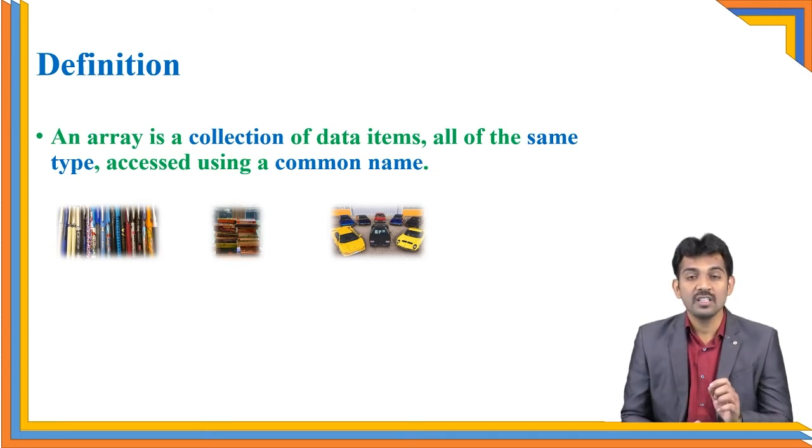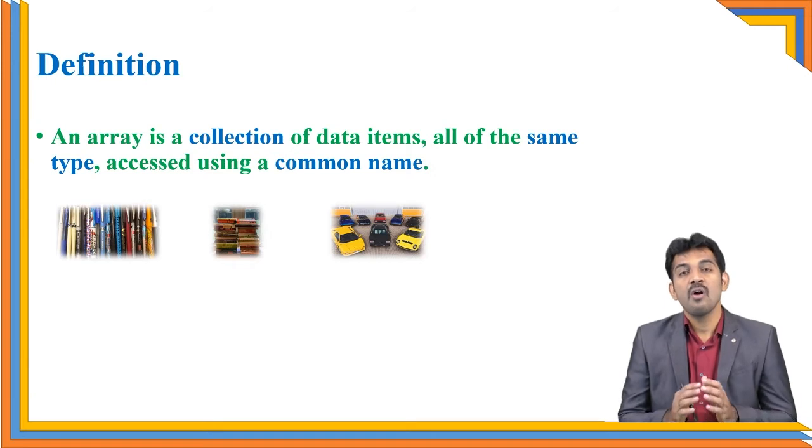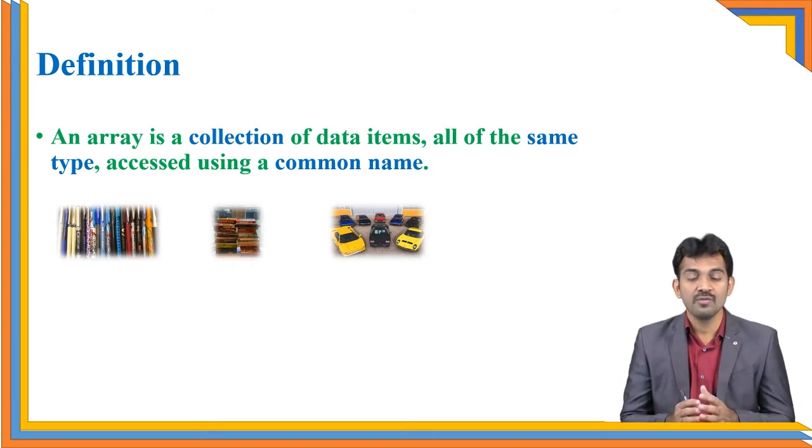All items are referred to with the same name. That is the beauty of arrays. Is this clear? An array is a collection of homogeneous data items. Homogeneous means the same type. A collection of all float variables, a collection of all integer variables, or a collection of all characters is called homogeneous, right?